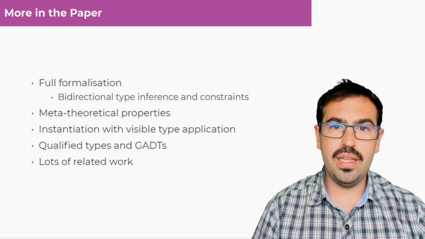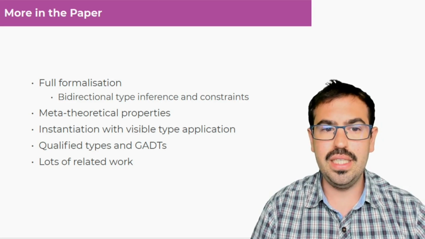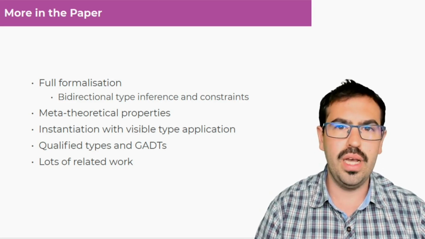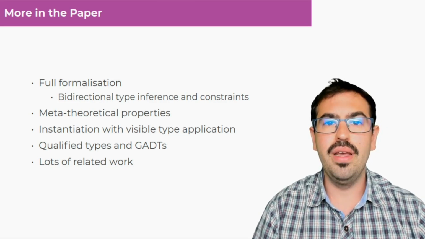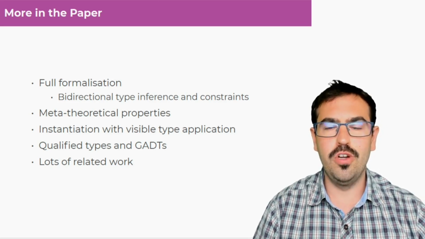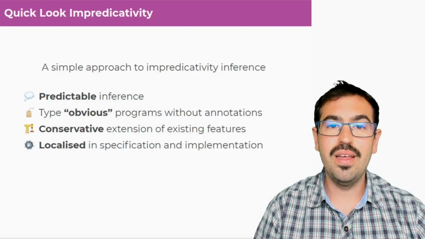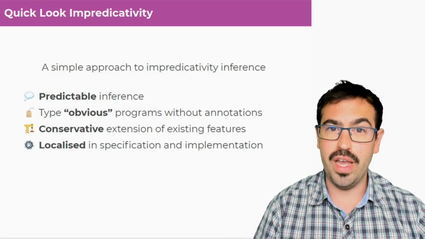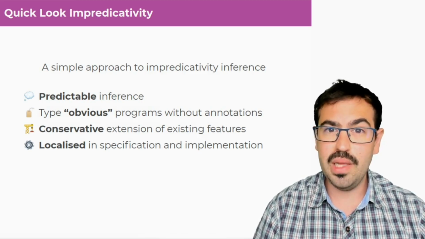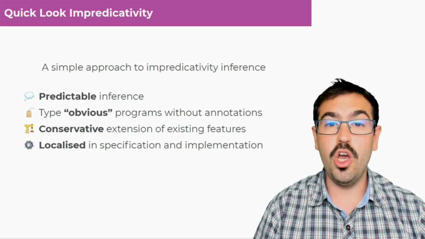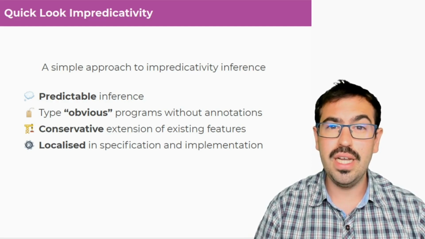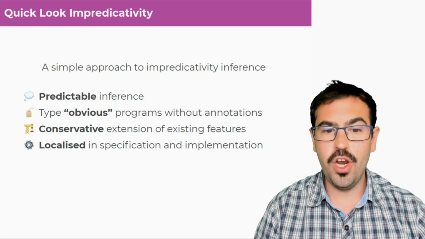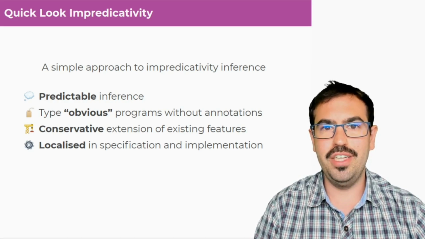So we think it's really important that these two things play together well. We also talk a bit about how qualified types and CRDTs integrate with Quick Look, and also lots of related work, because as I showed at the beginning, a lot of people have been struggling with this problem and trying to solve it for a long time. In summary, Quick Look impredicativity is a simple approach to impredicative inference, which tries to be predictable, yet types as many obvious programs as possible without annotation, and it's also a conservative extension to what is already there and very localized in specification and implementation.